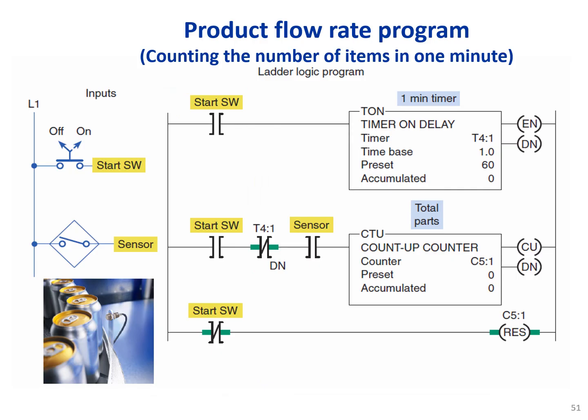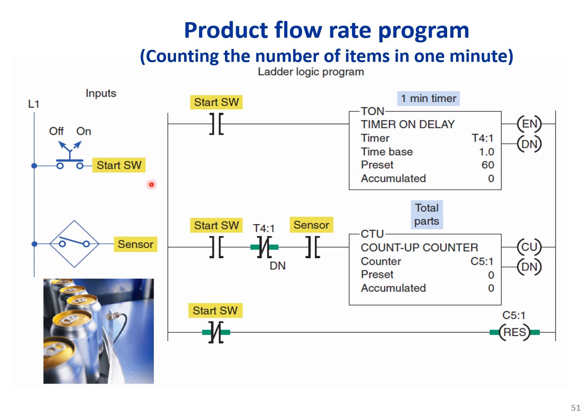Product flow rate program, counting the number of items in 1 minute. Here we have a counter, and here we have our timer. The preset value is 60 seconds. We want to know how many of these parts pass in front of the sensor, this is our sensor, in only 1 minute.